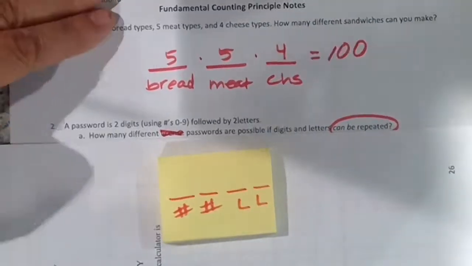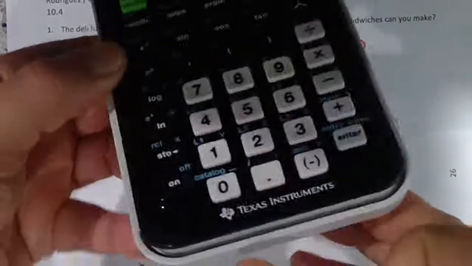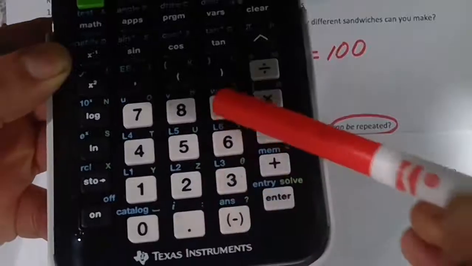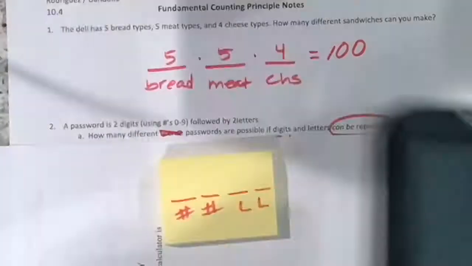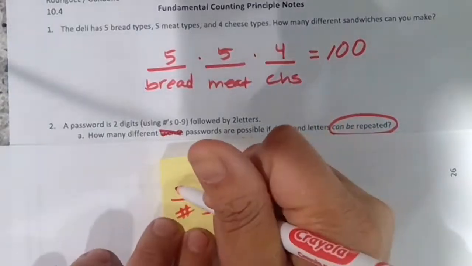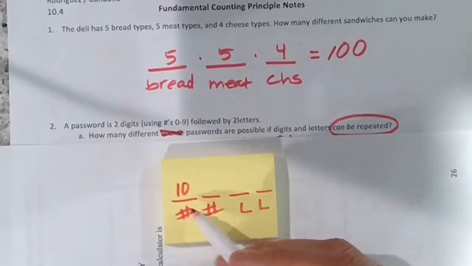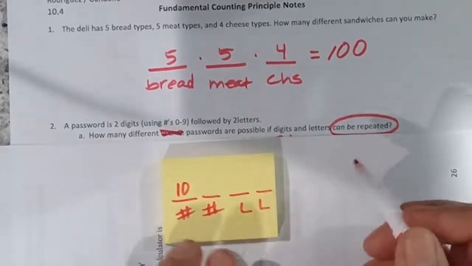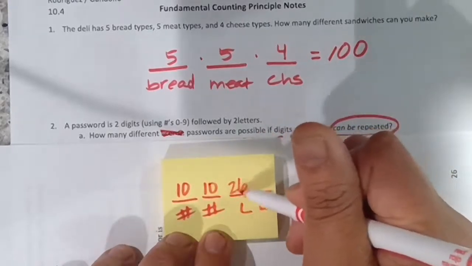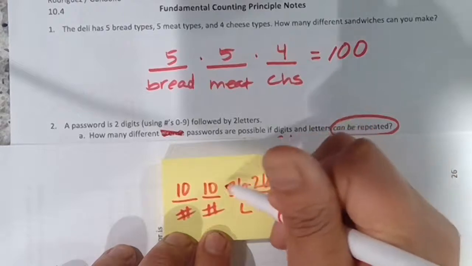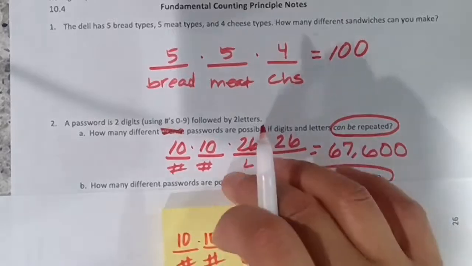How many numbers are there between 0 and 9? Careful, that's a trick question. Between 0 and 9, well, here's 1 through 9 is 9 digits. If you add the 0, there's actually 10 different numbers. So you have 10 options for that first number. Let's just say I used a 5. I could still use a 5 again because you are allowed to repeat. So that's 10. How many letters in the alphabet? 26. And that's all multiplication. So you're just going to write it, multiply it through, plug it into your calculator.